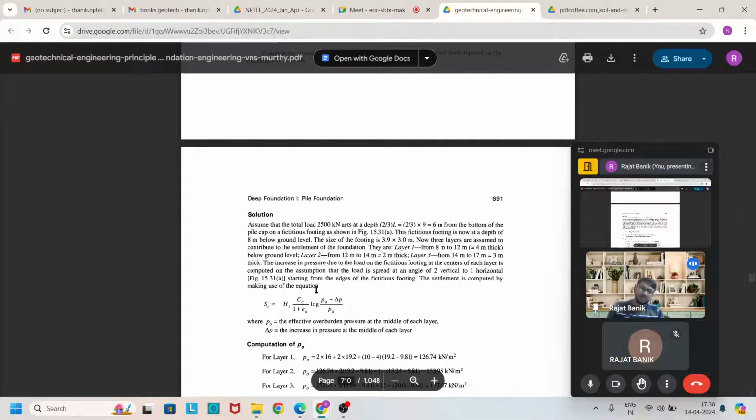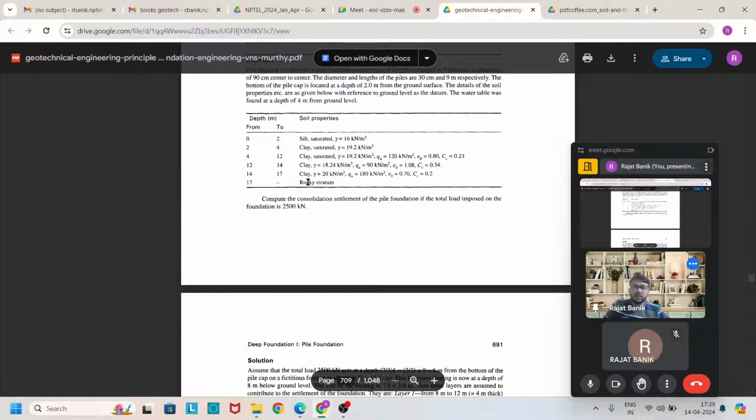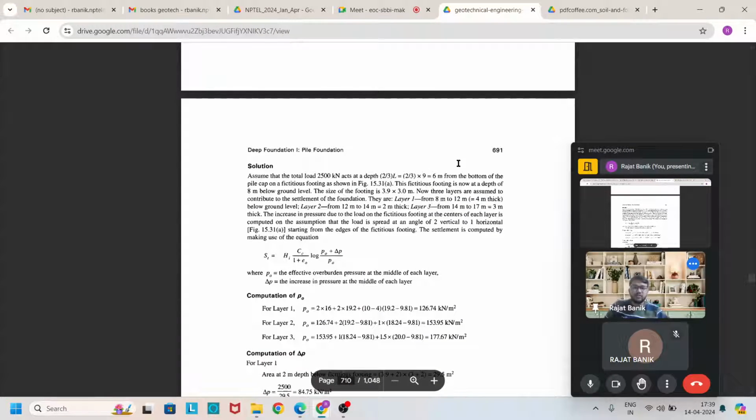Then we divide according to the layers. We have to calculate our settlement from 8 meter depth. According to the question, we have to divide it in layers. So there are three layers. One is from 8 meter to 12 meter, that is 4 meter thick. Another one is 12 meter to 14 meter, that is 2 meter thick. Then 14 meter to 17 meter, that means 3 meter thick.